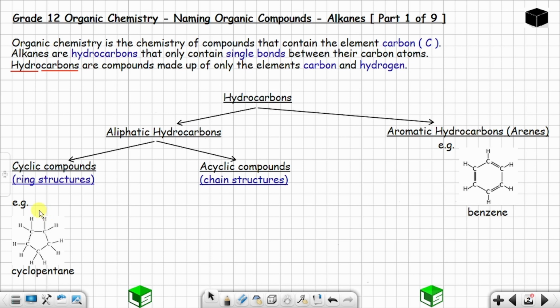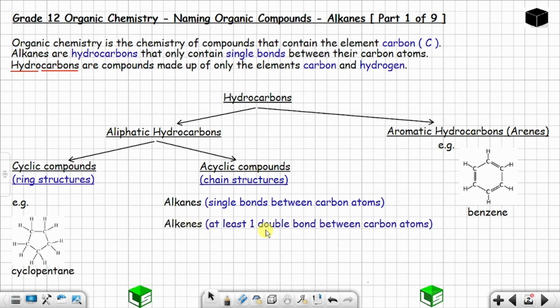You have many examples of cyclic compounds. This is just one example, and you also have many examples of aromatic hydrocarbons. This is just one example of an aromatic hydrocarbon. For the grade 12 curriculum, you have acyclic compounds. You have this one, alkanes. In alkanes, you have single bonds between carbon atoms, and you have alkenes. You have at least one double bond between carbon atoms, and you have alkynes. In alkynes, you have at least one triple bond between carbon atoms.